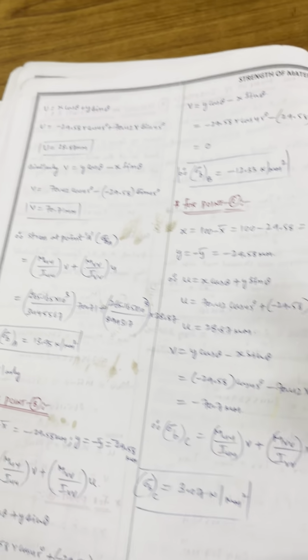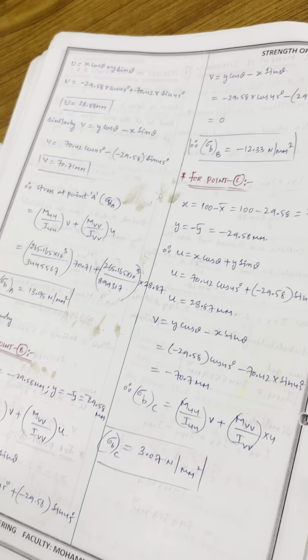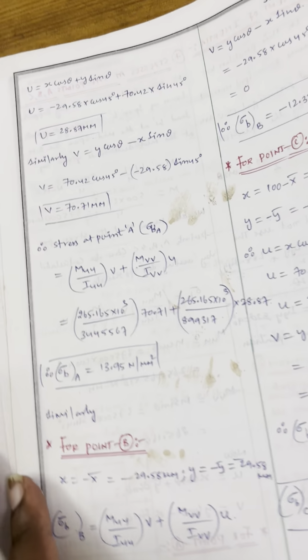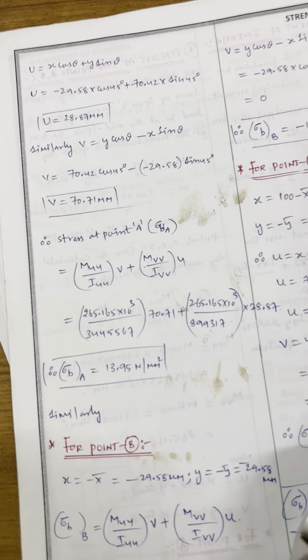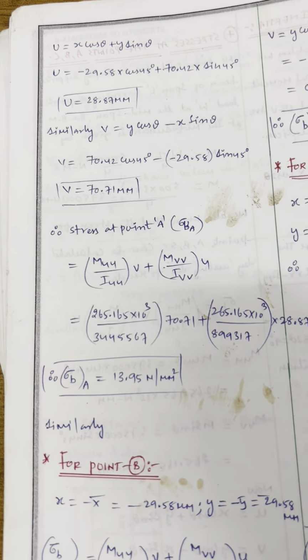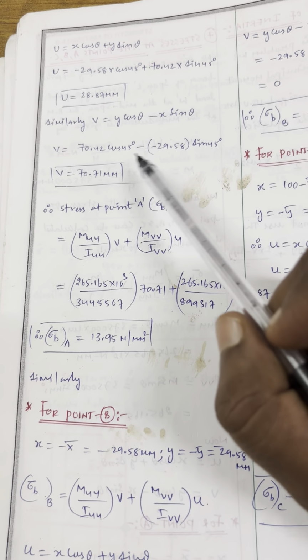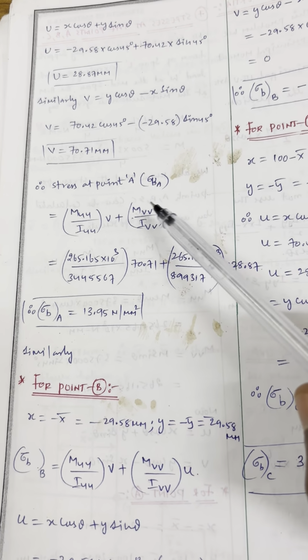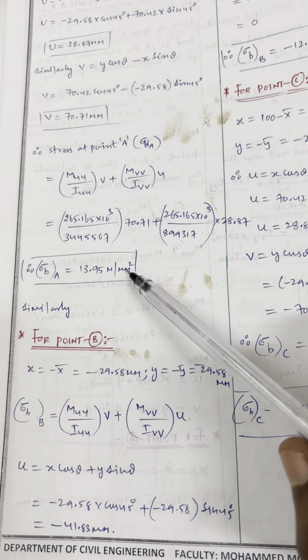Now U equal to x cos theta plus y sin theta, substitute these values. So U equal to minus 29.58 into cos 45 degrees plus 70.42 into sin 45. You will get U as this one. Similarly, V equal to y cos theta minus x sin theta. Substitute these values. You will get V as this one. So stress at point A, sigma equal to, this is the formula. Substitute all the values here. You will get stress at A.